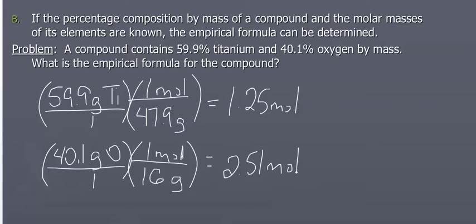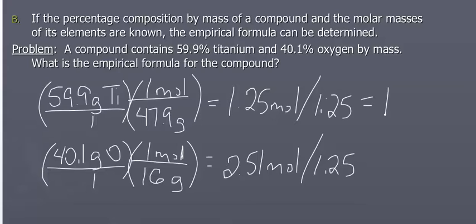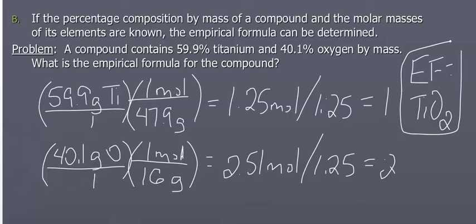Once I get moles, I have to have whole numbers because I want the empirical formula, so I'm going to divide by the smallest number in both cases. Divide both by the smallest number, and hopefully that will give me whole numbers. 2.51 divided by 1.25 is very close to 2 on your calculator. You can go ahead and round that to 2. That's going to tell me the reduced form, so in this case my empirical formula, it may not be the actual formula, but the empirical is TiO2. 1 titanium for every 2 oxygen.